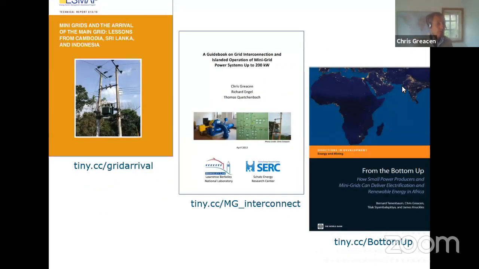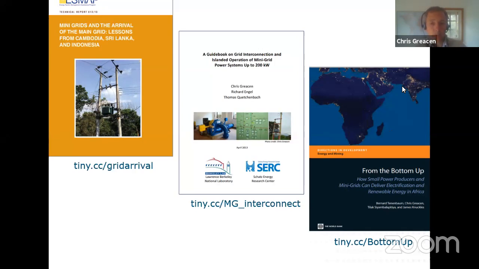All of these issues that I've been talking about are covered in depth in three different free publications that I've helped write. On the left, specifically focusing on the arrival of the main grid, is a World Bank publication with more or less the same title as the presentation that I'm giving. The URL below it will bring you to a download page at the World Bank.